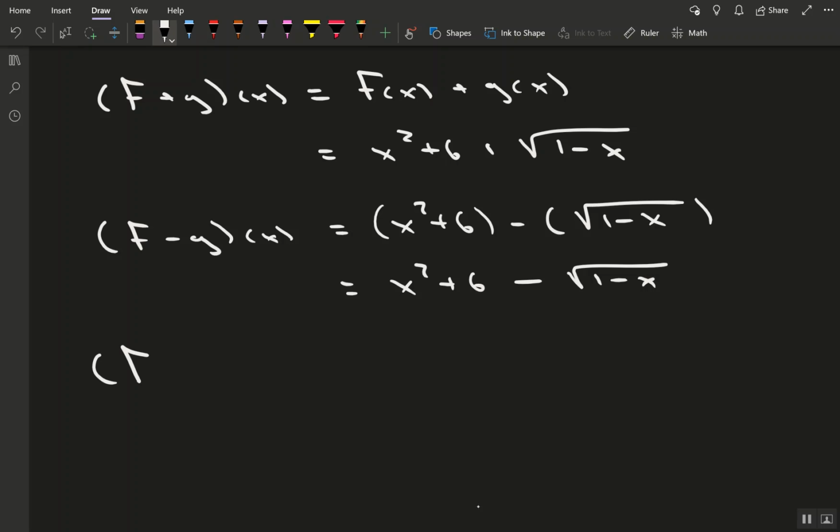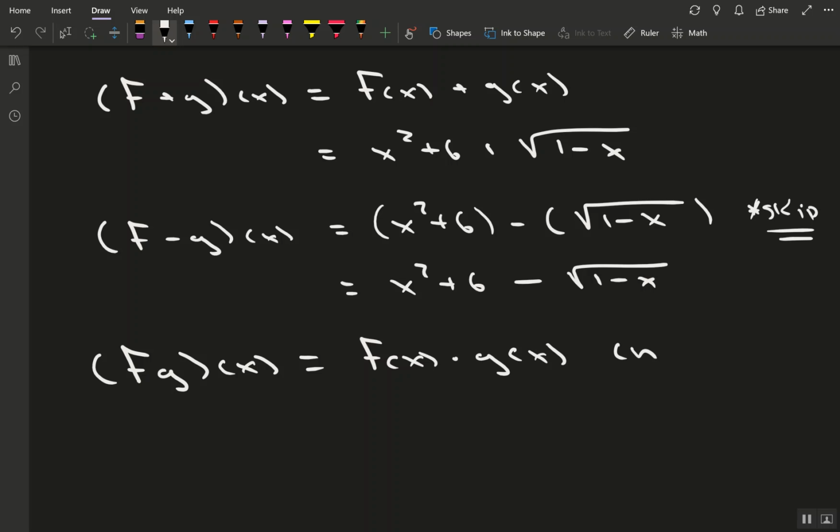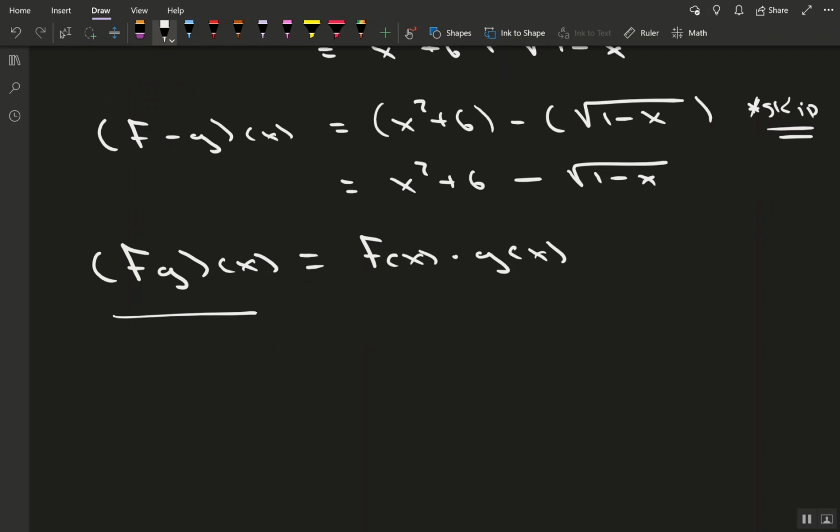Okay, the next one is f times g. Okay, so that means we write f of x times g of x. This step, you notice I skipped up here. I wouldn't say it was the worst thing to, once you write it enough times, if you understand what this means, you know what to do. So that's just, this time I will use parentheses because I'm multiplying.